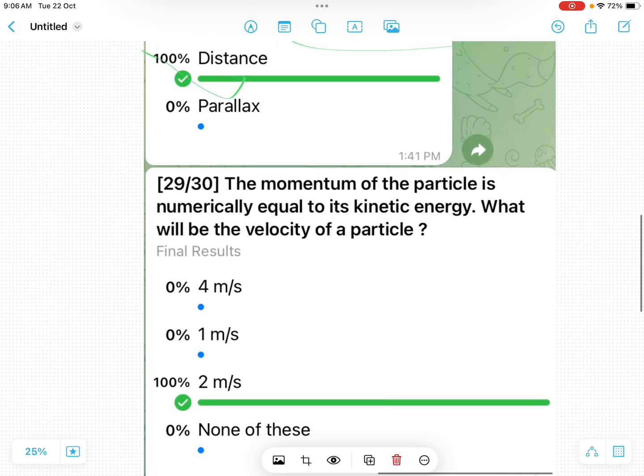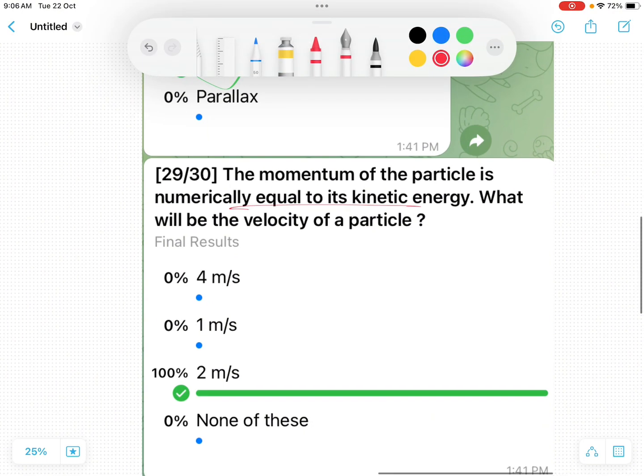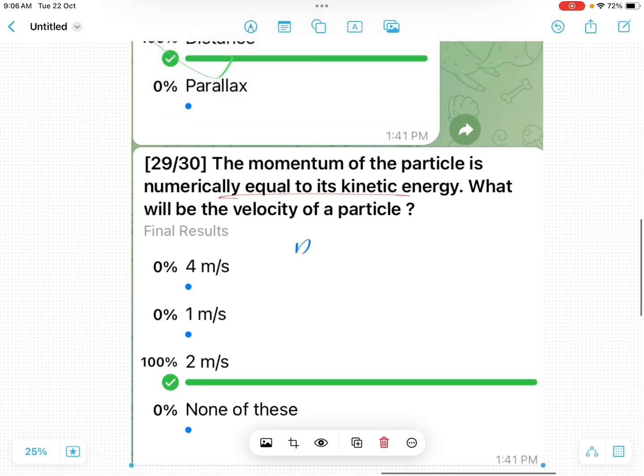And the momentum of the particle is numerically equal to its kinetic energy. This is a very easy one. We just have to modify the formula, that's it. So what is kinetic energy given as?